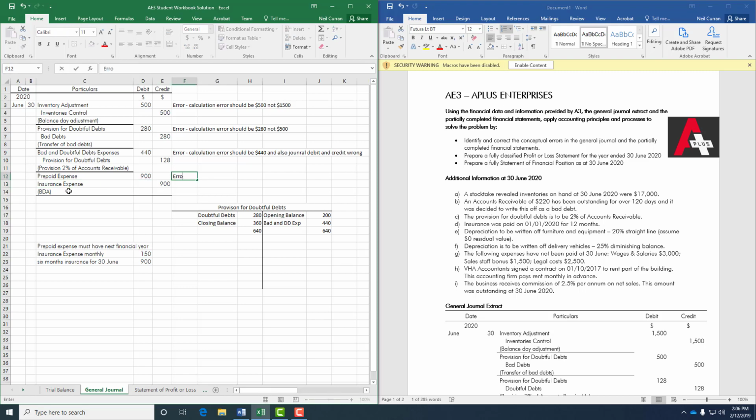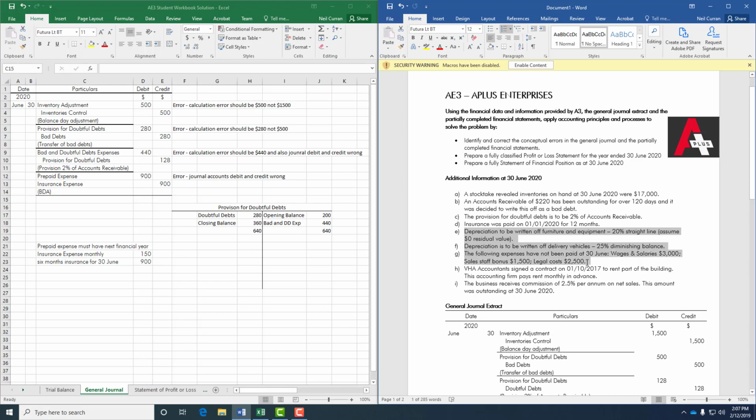So over here we're just going to put error, journal debit and credit wrong. Okay, and then it's just a matter of doing the rest of the journal, so that being the depreciation for the diminishing balance and also the straight line.